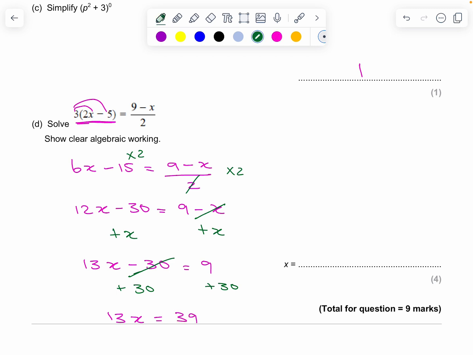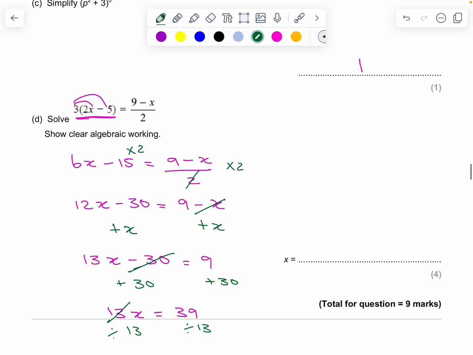And then finally, to get rid of the times by 13, I'm going to divide by 13. And again, you can do it on your calculator if you don't know your times tables off by heart. 39 divided by 13 is 3. So x equals 3. And that's your final answer.